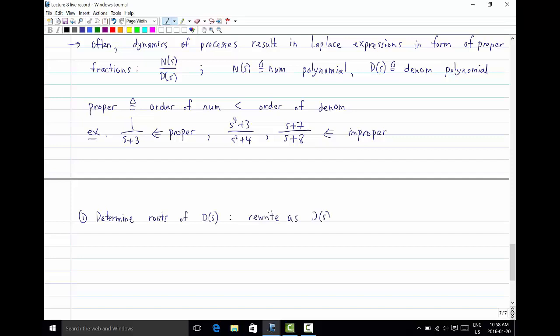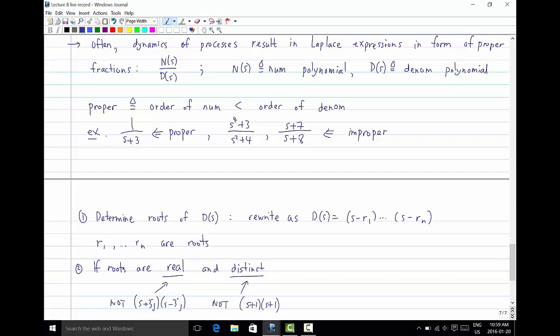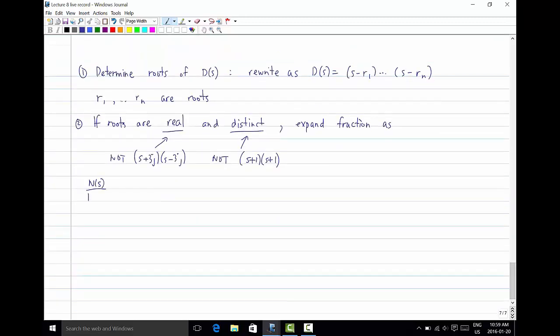To determine the roots of the denominator function, we simply rewrite D of s in terms of a product of s minus r1 to s minus rn, where r1 to rn are the roots. If the roots are real and distinct, then we can expand the fraction as a constant alpha over the individual terms s plus r1 through s plus rn.